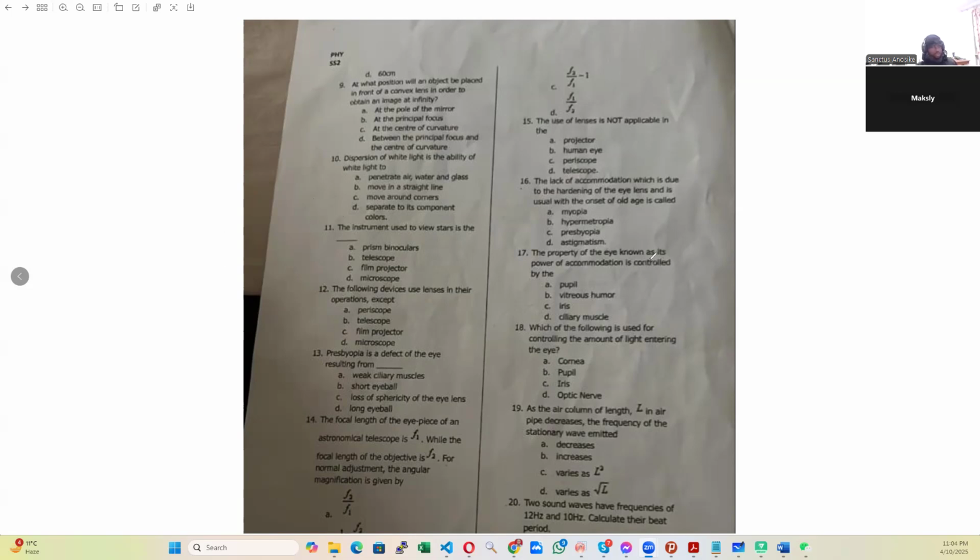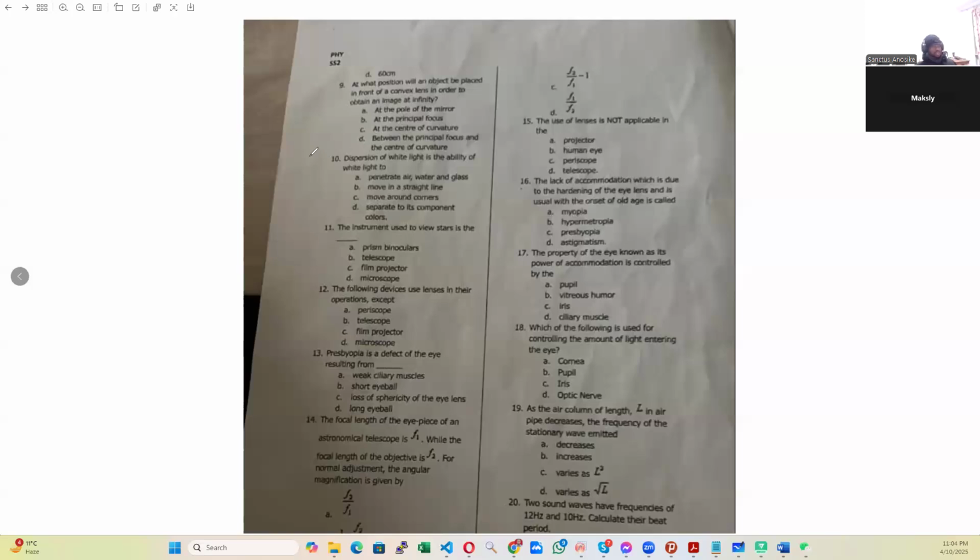So now, question number 9. Can you see my screen? Yes. It says, at what position will an object be placed in front of a convex lens in order to obtain an image at infinity? I think it's D.